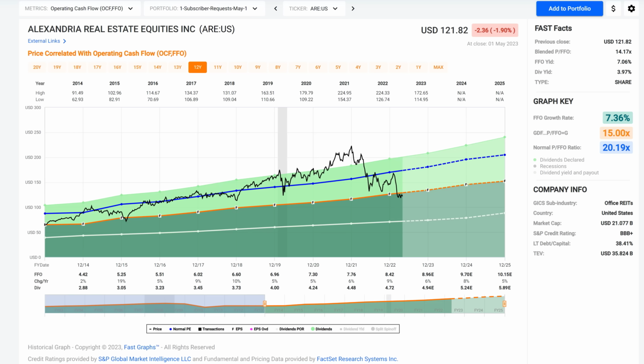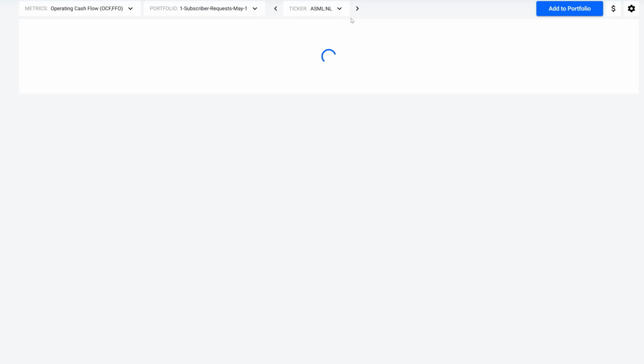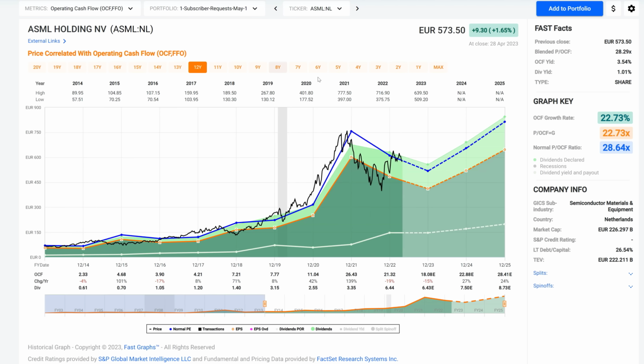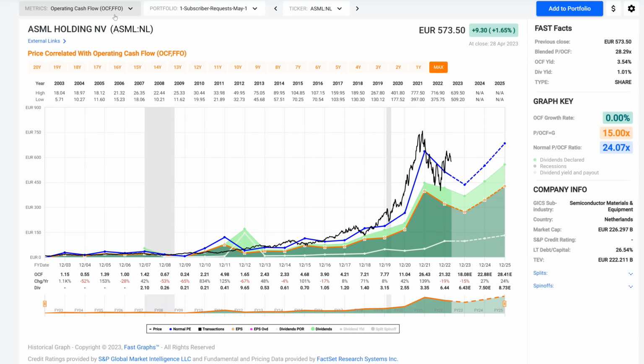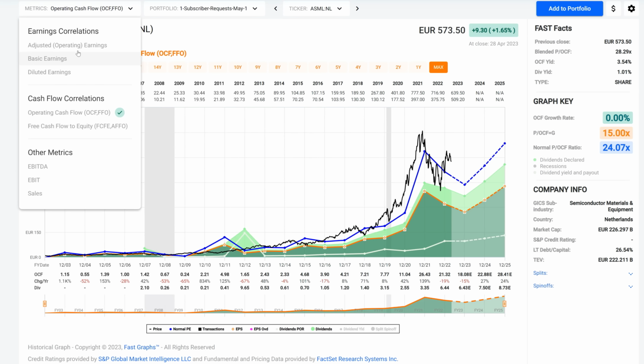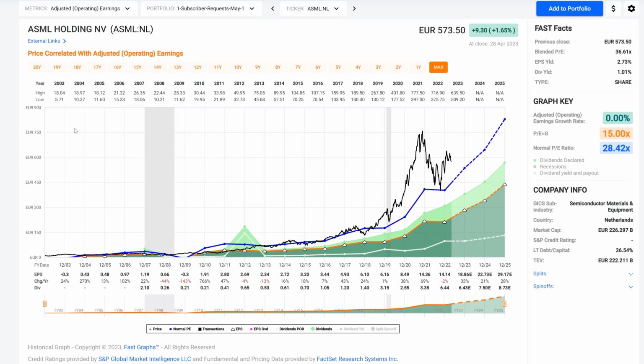Now, these are subscriber requests. I'd love to go through all of them. I don't have time to go through all of them, but I just want you to see by just looking at a FAST Graph, how instantly you can determine what type of company and what the company's historical results have been. Here's ASML Holding. You can see a pretty consistent grower.